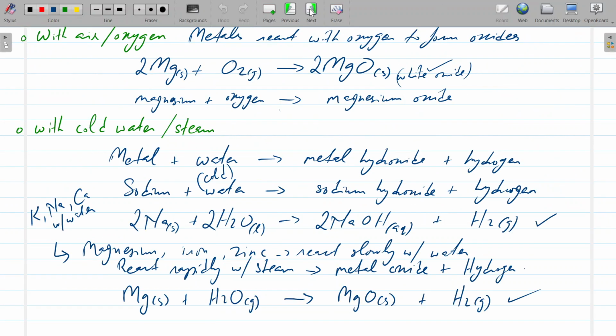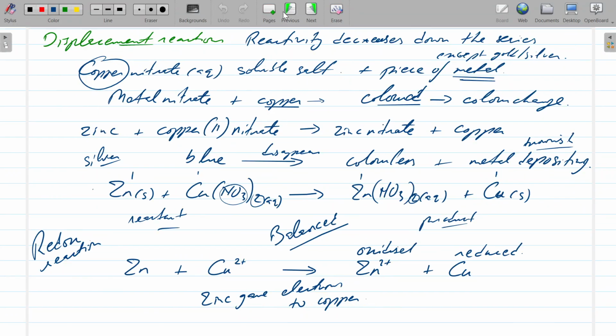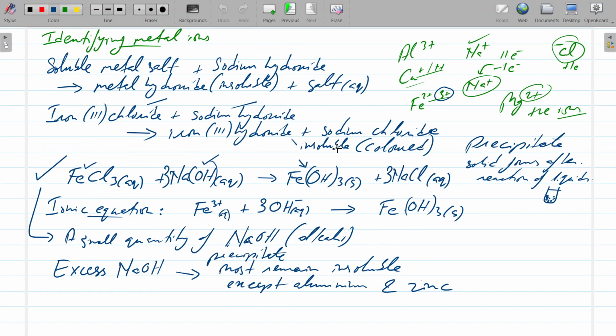Yesterday we talked about displacement reactions of metals and how those could be used to identify the reactivity of metals. We also talked about identifying metal ions by adding an alkali to a solution of their salt, and then that would produce insoluble metal hydroxide precipitates.